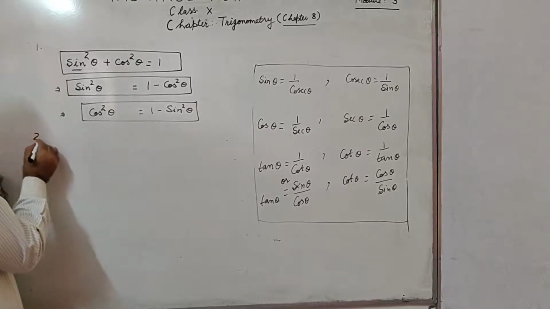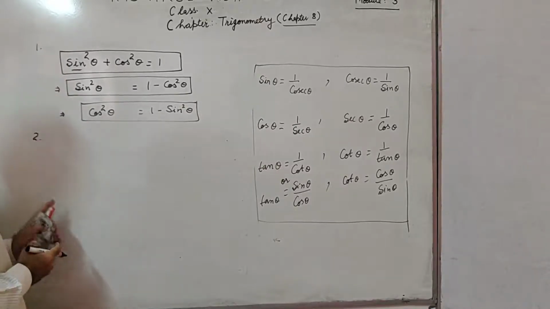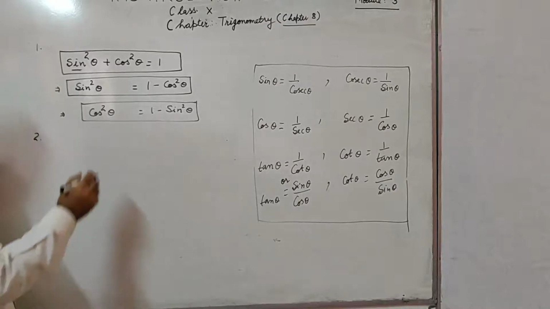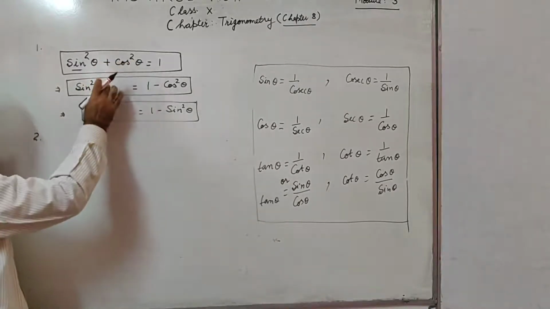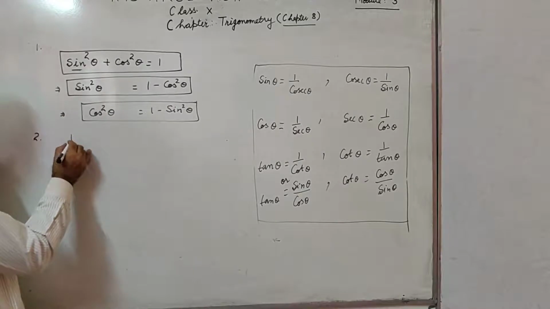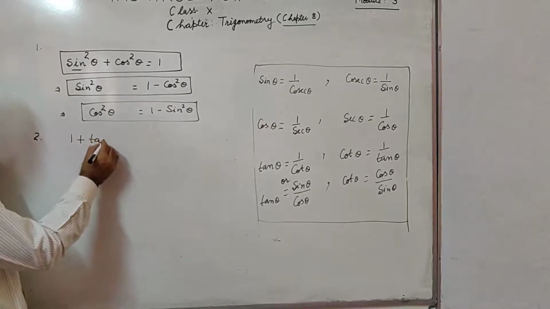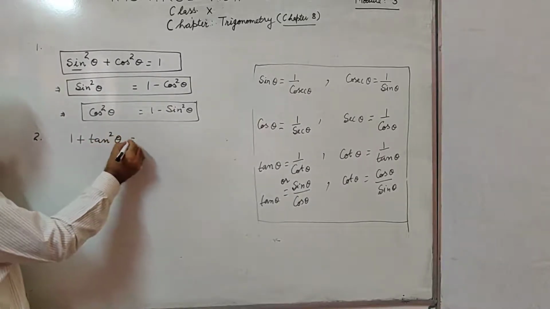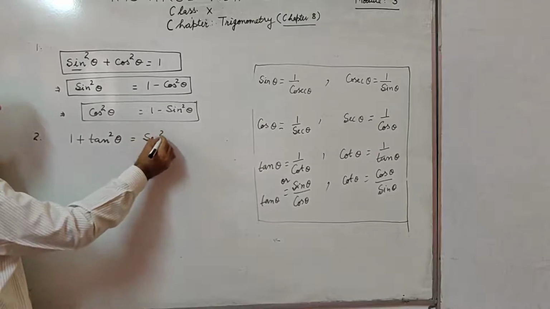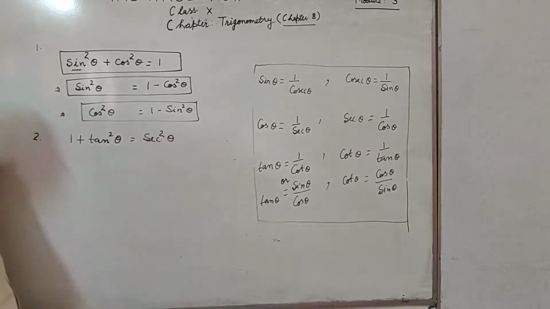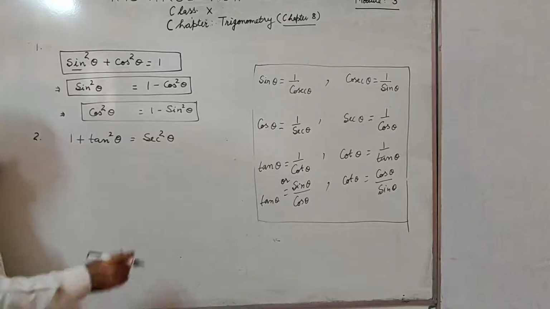What is your second identity? There are 3 identities only. If you remember this identity, then you are able to do this. Another one is 1 plus tan square theta equal to sec square theta. Secant square theta. How can we do this?